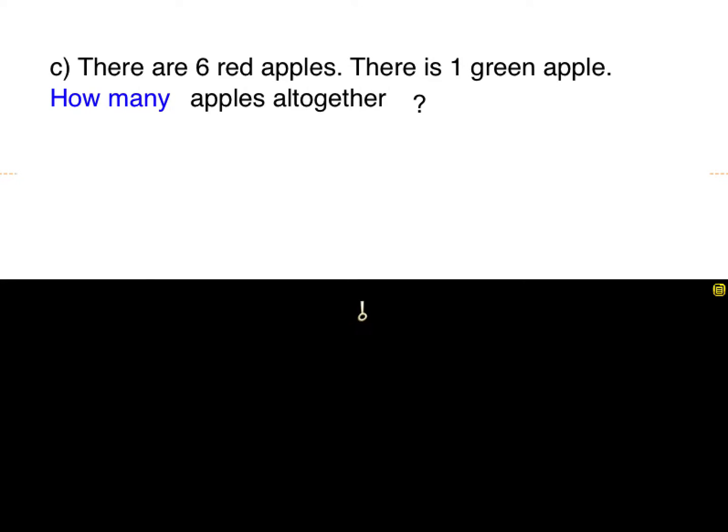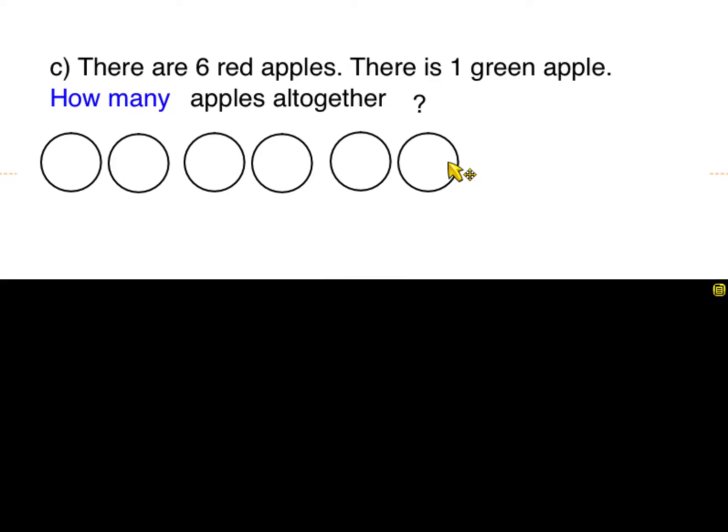There are 6 red apples. There is 1 green apple. How many apples altogether? Altogether, that's our total. So these are the parts. 6 red ones. 1, 2, 3, 4, 5, 6. And 1 green one. I could just color in the green one. 6 red ones, 1 green one. How many apples altogether? That's the total. The total is all of them. 7. These are the parts. 6 and 1.